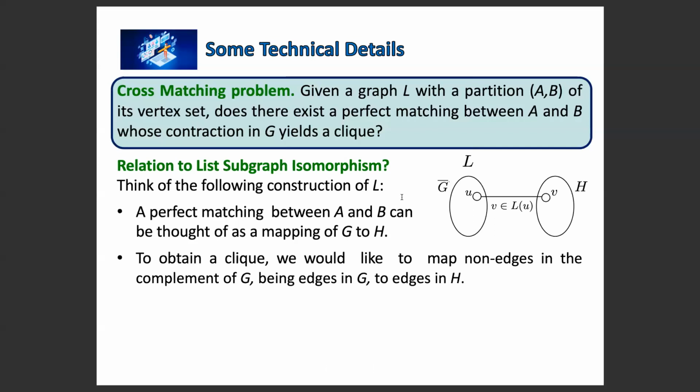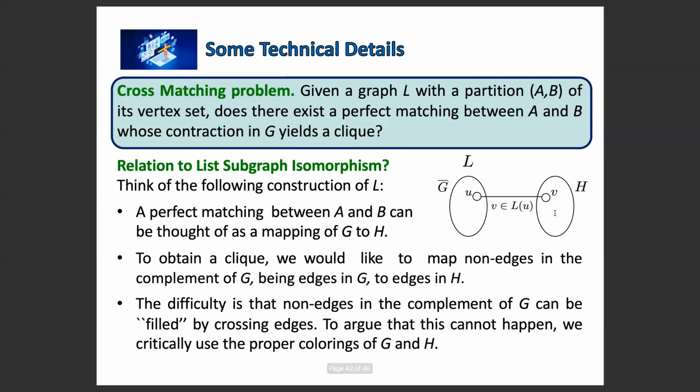Now the second thing, notice that in the cross-matching problem, we want to obtain a clique. So here it means that in order to get a clique, we need to map the non-edges in the complement of G into edges in H, so that eventually we get a clique. So this means that the edges of G should be mapped to edges of H. So this sounds like isomorphism.